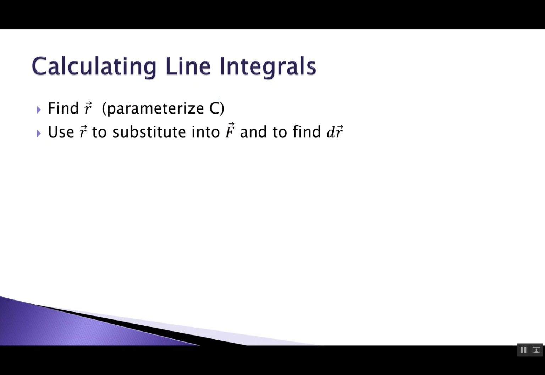The first thing you do is find parametric equations for the r, for the path, and then you make a big substitution into the force vector, and you also find dr. And then it's just like a u substitution. So you take this complicated integral and turn it into a Calc 1 integral, actually.